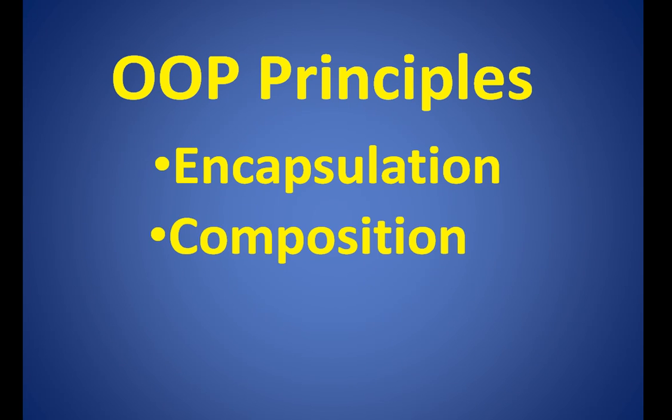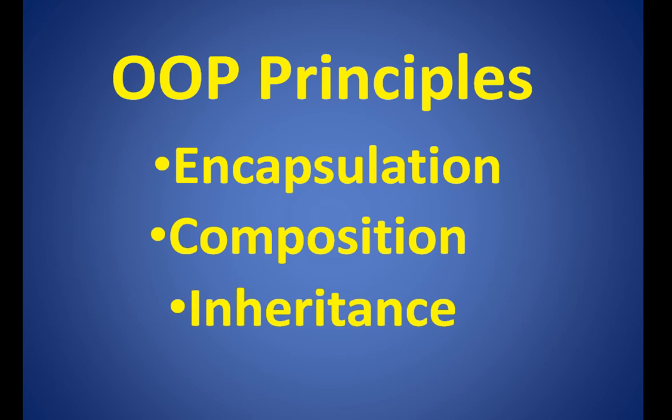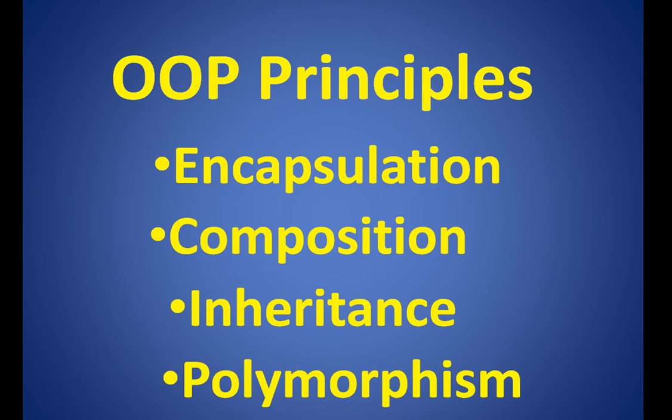The second one was composition, which is a relationship between two classes. One class has an object as a data member from another class. The third principle of object-oriented was the inheritance. And the last one, that's our topic in this session, which is polymorphism. Now, the polymorphism principle is closely related to inheritance.